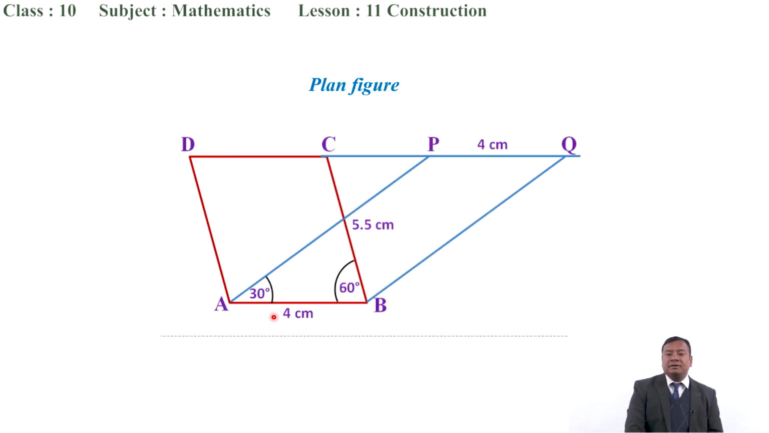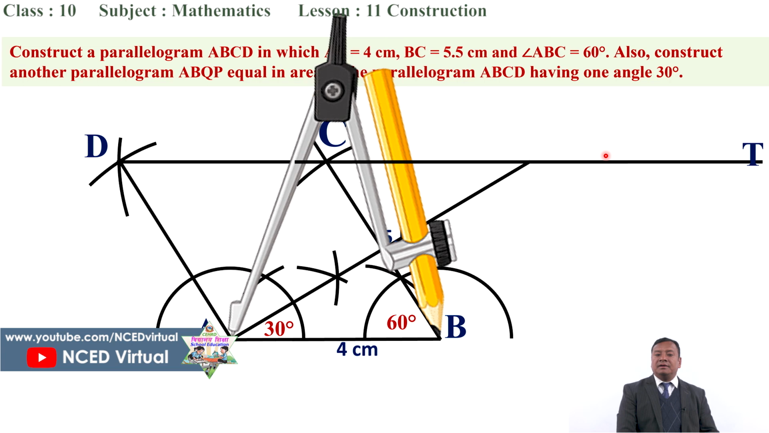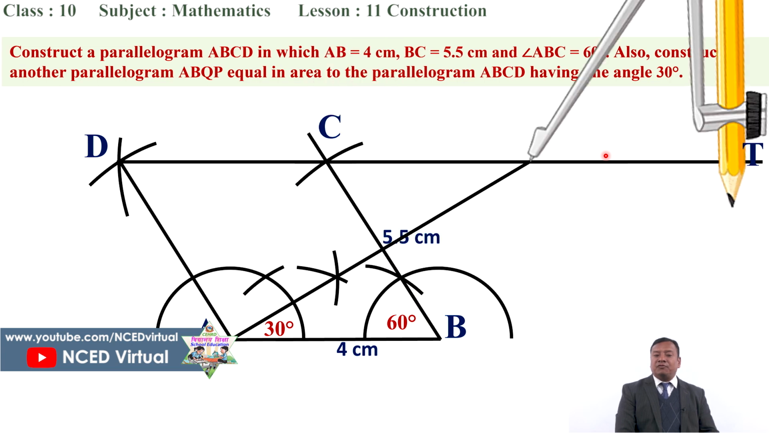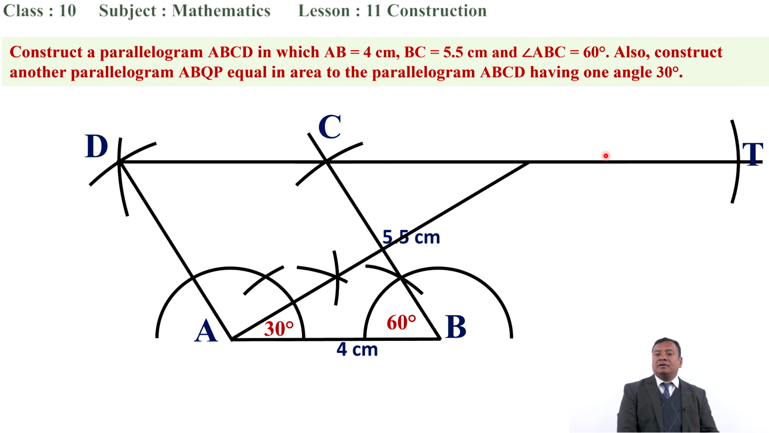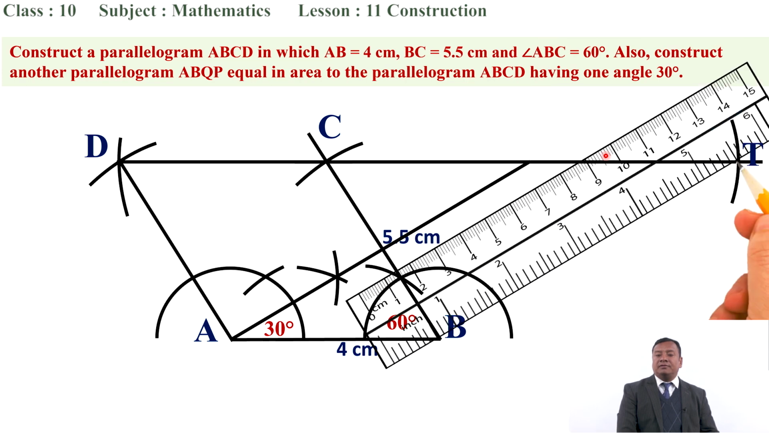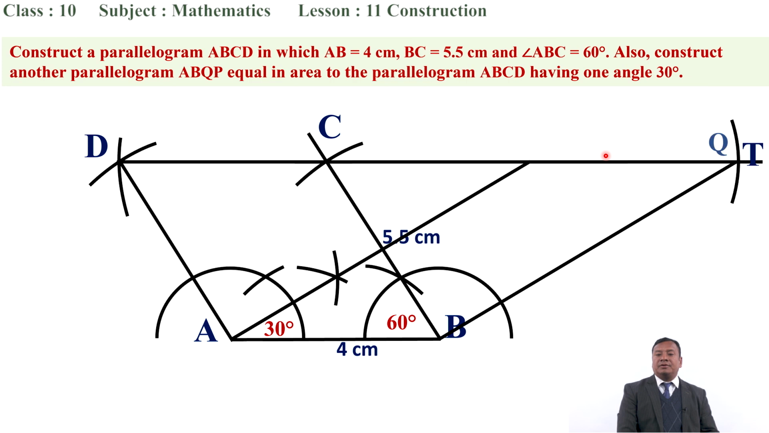And once see here, we have PQ 4 centimeter. So we have to measure 4 centimeter first, and then from this point you can cut 4 centimeter here, then join it with B. Now you can name this point Q and this P.